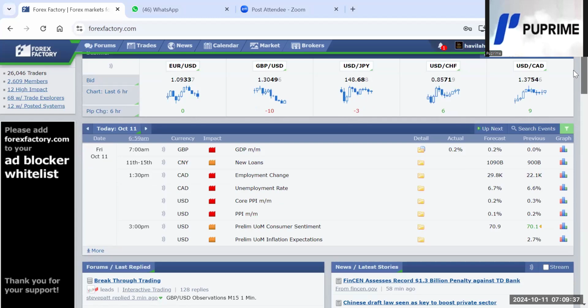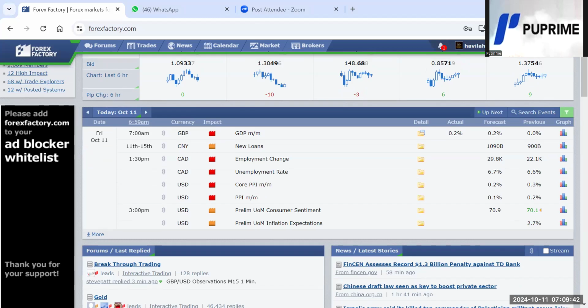Now, today, there are quite a number of fundamental events that will happen in the market in the course of today, though many of them are actually slated for the afternoon. The only one for this morning is this GDP from the United Kingdom, which took place some minutes ago, and the actual came out equal to the forecast. So there's no effect of that event on the market.